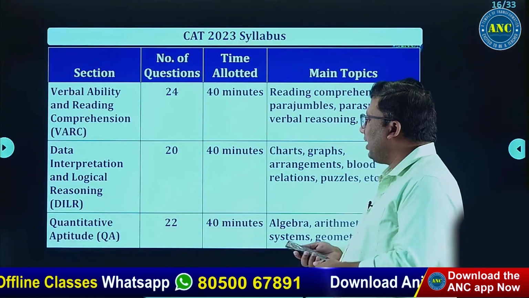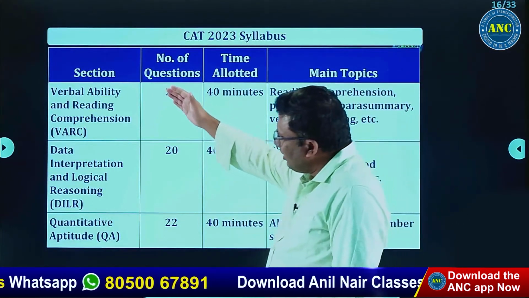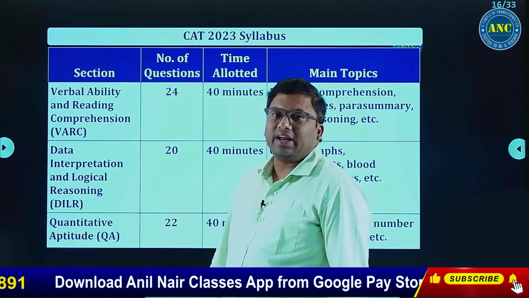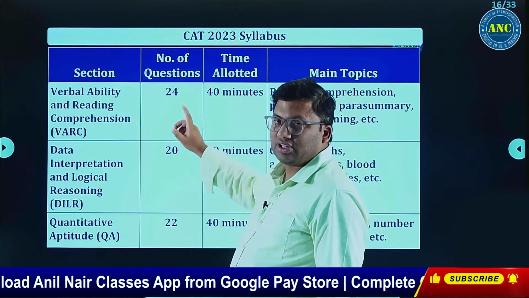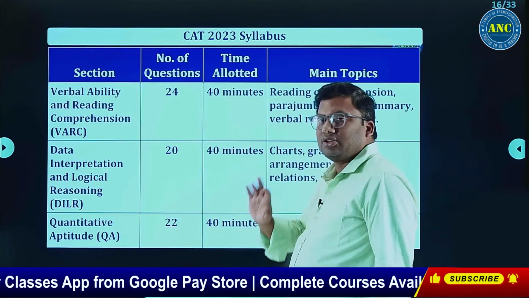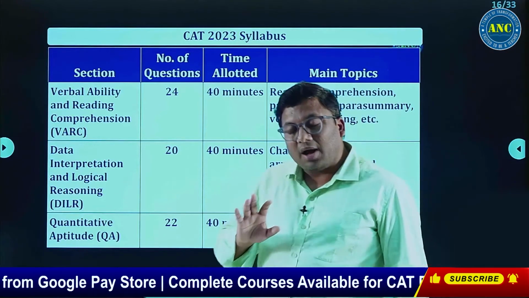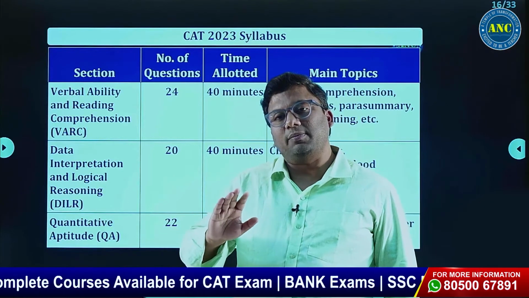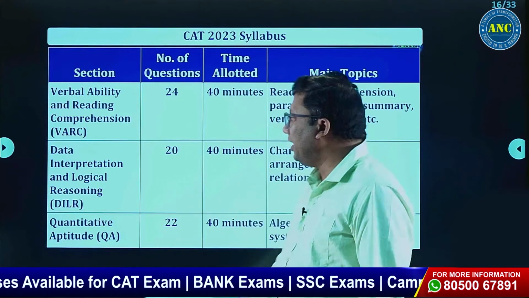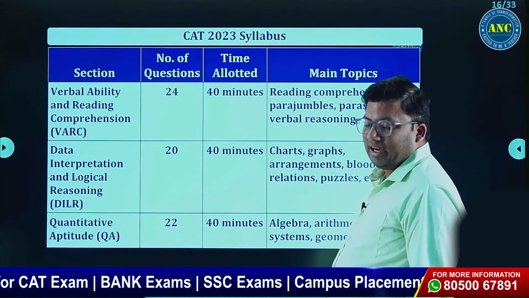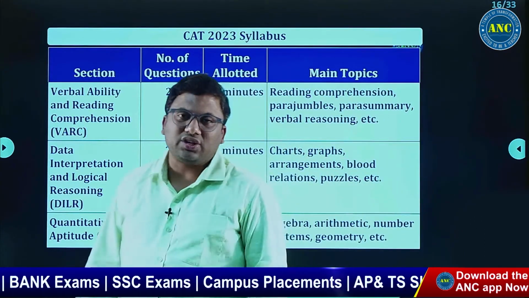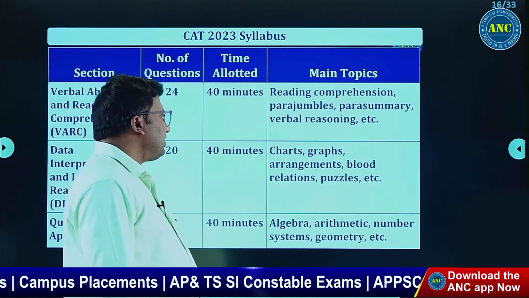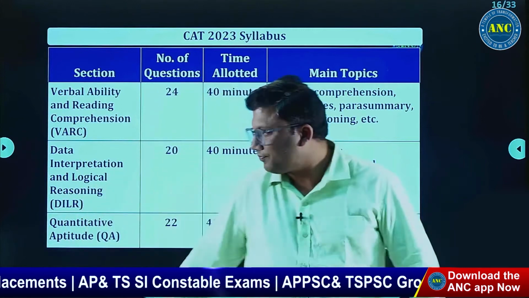This is the tabular representation of what I said. There will be 3 sections in CAT paper. Section 1, verbal ability and reading comprehension. 24 questions will come from that section. 40 minutes duration will be there. Generally, grammar questions will be extremely low in CAT paper. Generally, the questions will be predominantly from reading comprehension and verbal logic related questions. What do I mean by verbal logic? There will be questions from para jumbles, para completion, critical reasoning, verbal reasoning related things.